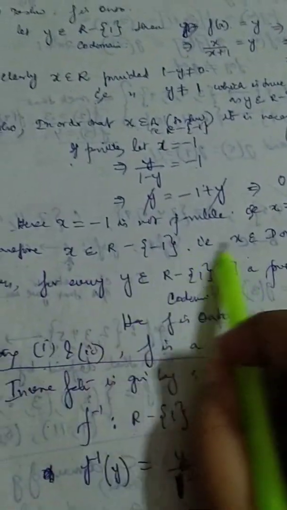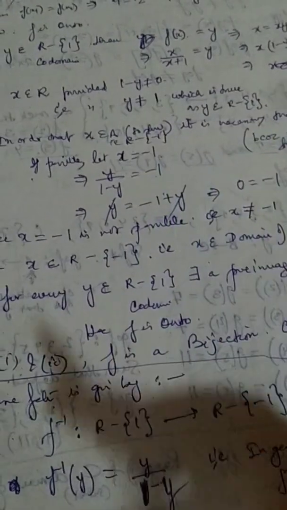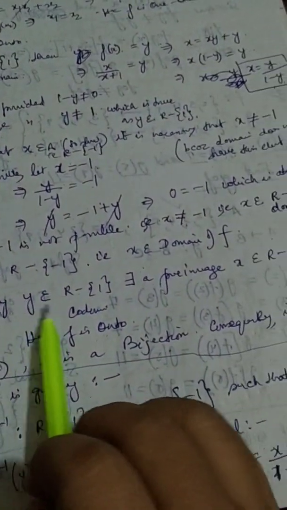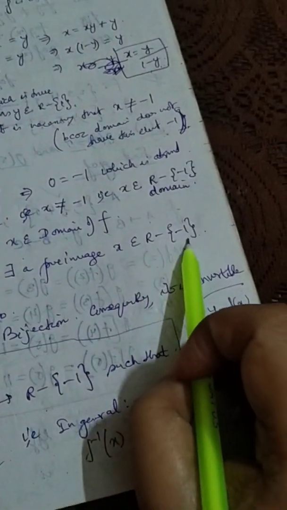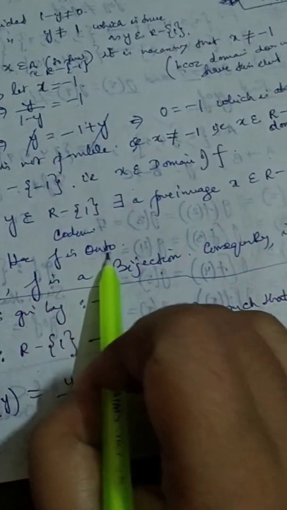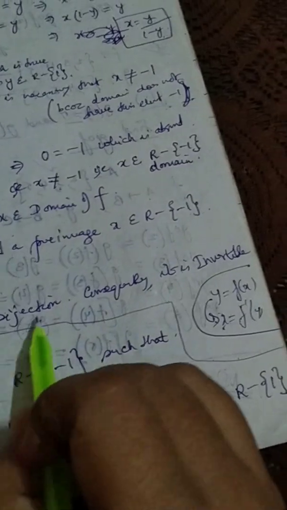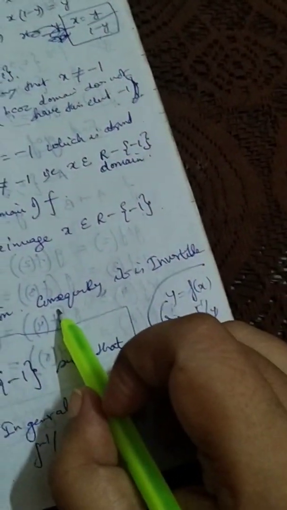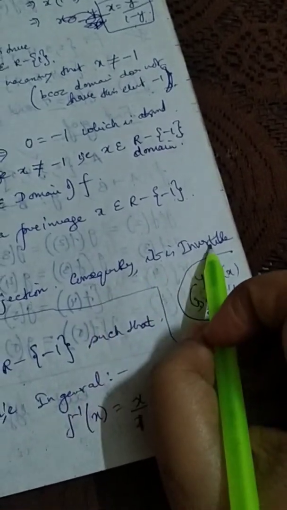And therefore, what is your conclusion? I've written, of course, in the next step. Therefore, x belongs to this. Anyway, I've written it twice. Thus, for every y belonging to R minus 1, there exists a pre-image x belonging to the domain R minus of minus 1. And therefore, f is onto. So combining these two subparts, I can say that f is a bijection, and consequently it is invertible, or it has an inverse function.